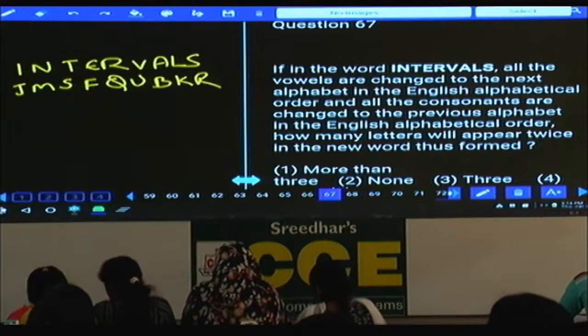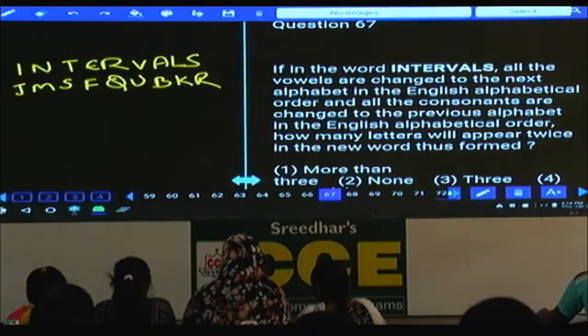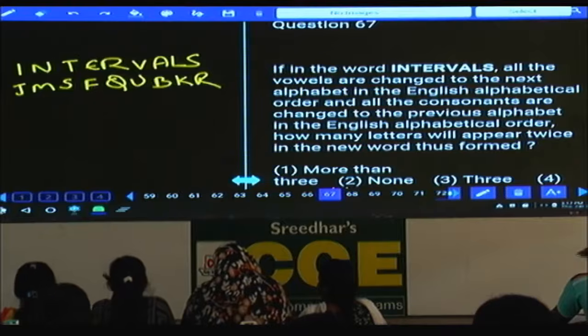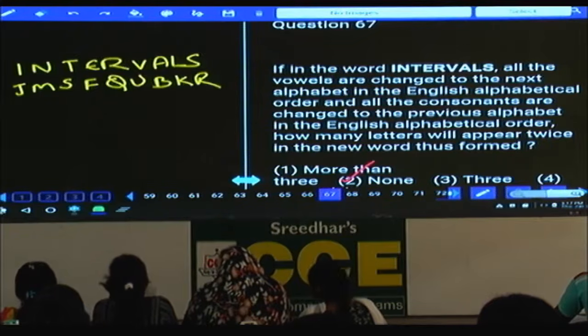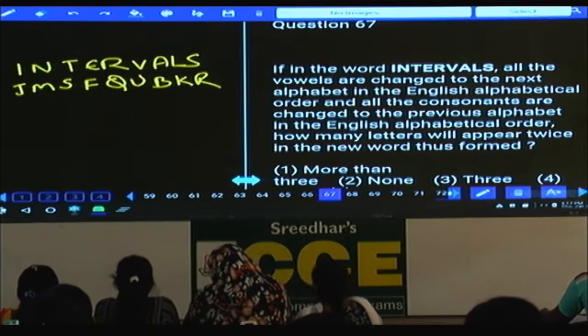Then how many letters will appear twice? Now tell me, is there any letter which is repeated here? No. Hence none of the letters were repeated, that is choice 2 is the answer. None, that is given in choice 2.